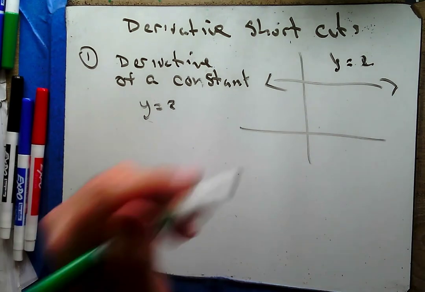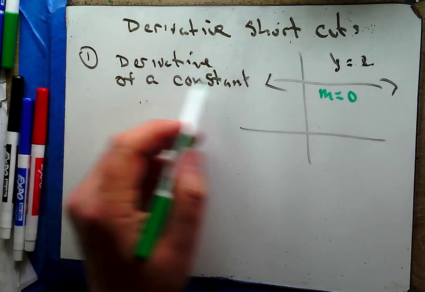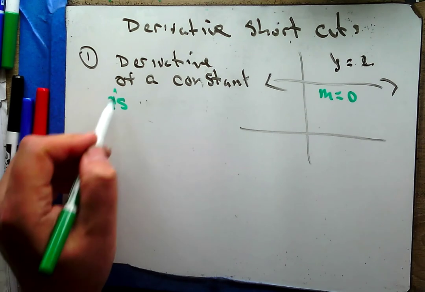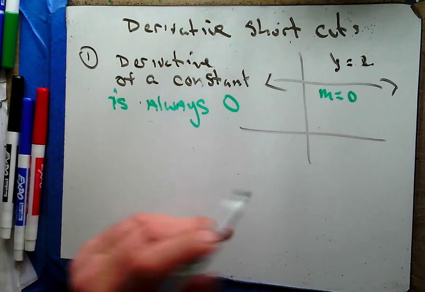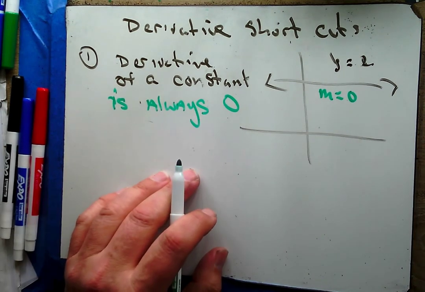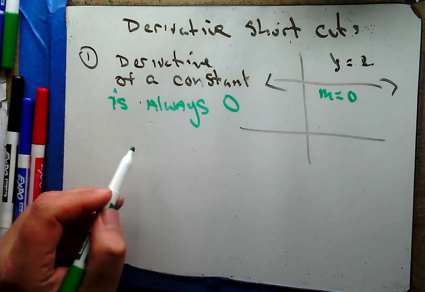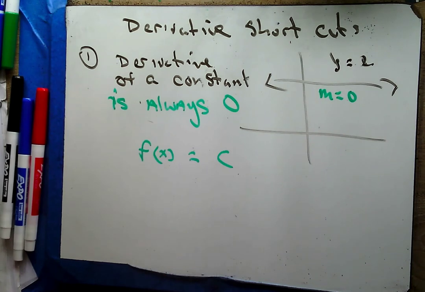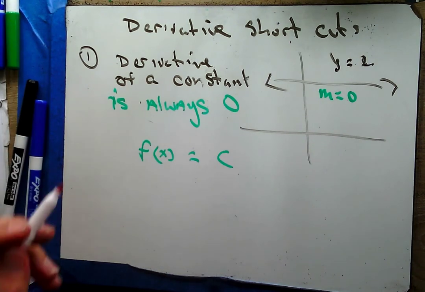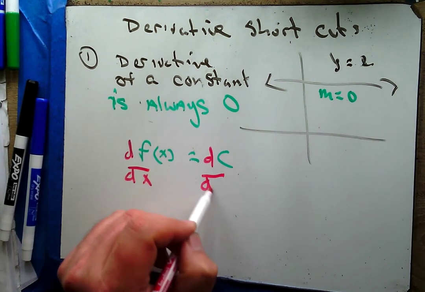What's the slope of a horizontal line? m equals 0. So, what do we know about the derivative of a constant? The derivative of a constant is always 0. That's it. If f of x equals c, I'm going to do a notation here right now. f of x equals c, and I take the derivative with respect to x on both sides.